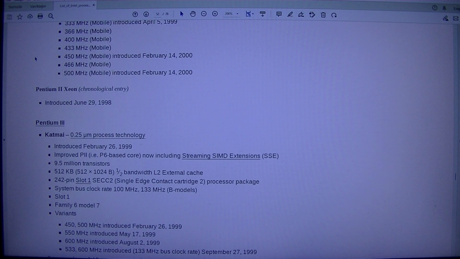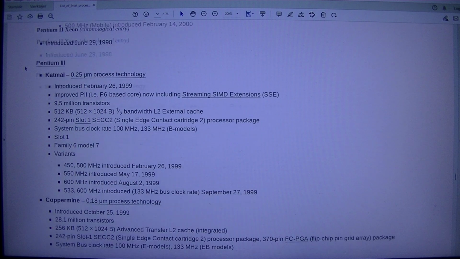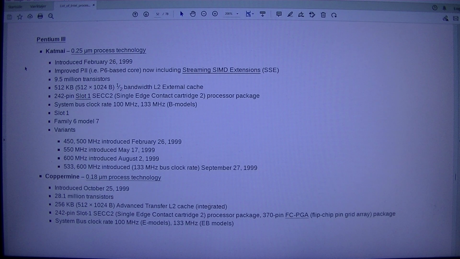Pentium 2 Xeon. Chronological entry, introduced the 29th of June, 1998. Pentium 3. Katmai 0.25 micrometer process technology introduced the 26th of February, 1999. Improved PII, P6 based core, now including streaming SIMD extensions, SSE. 9.5 million transistors.